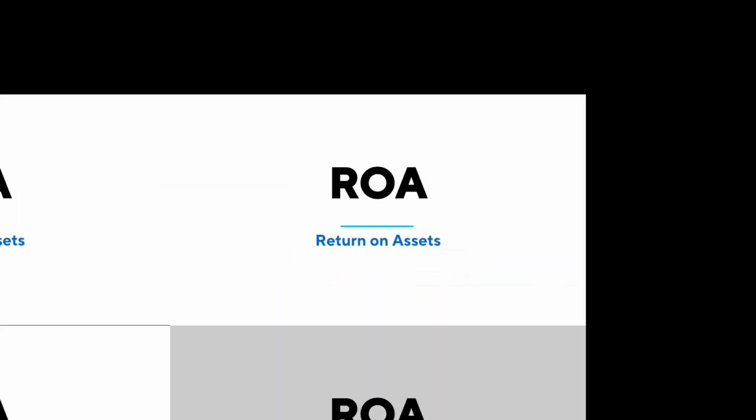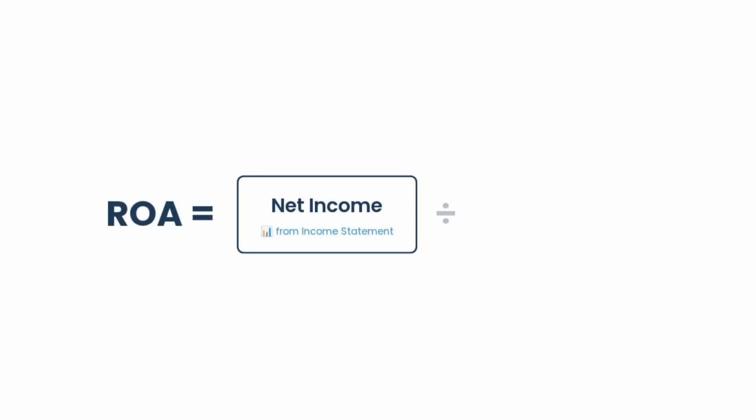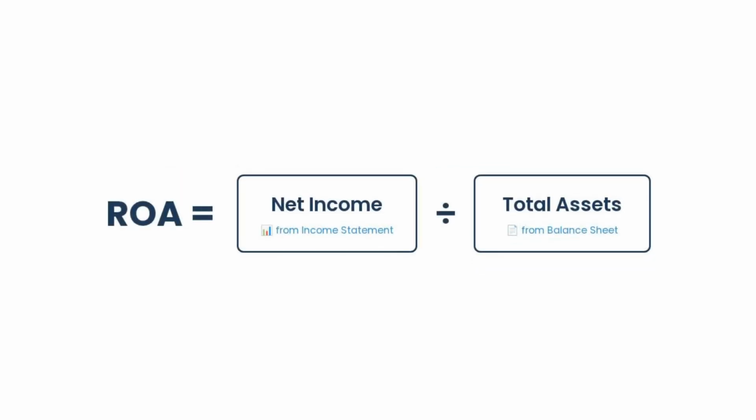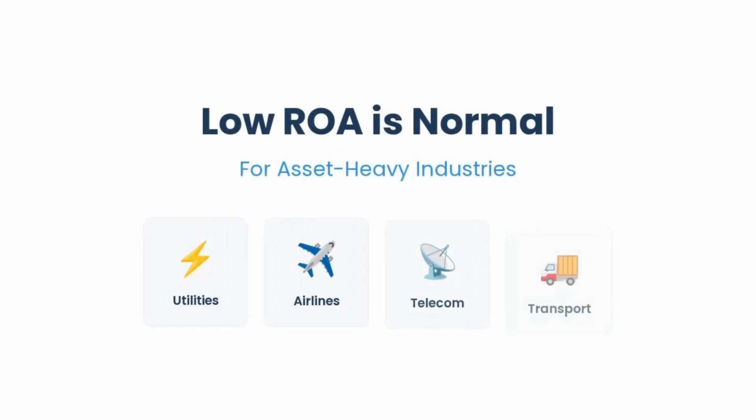ROA means return on assets. ROA measures how efficiently a company uses all of its assets to produce profit. To calculate ROA, we divide net income from the income statement by total assets from the balance sheet. A high ROA means strong asset efficiency, which is typical for asset-light companies. A low ROA is normal for asset-heavy industries such as utilities, airlines, telecom, and transport.